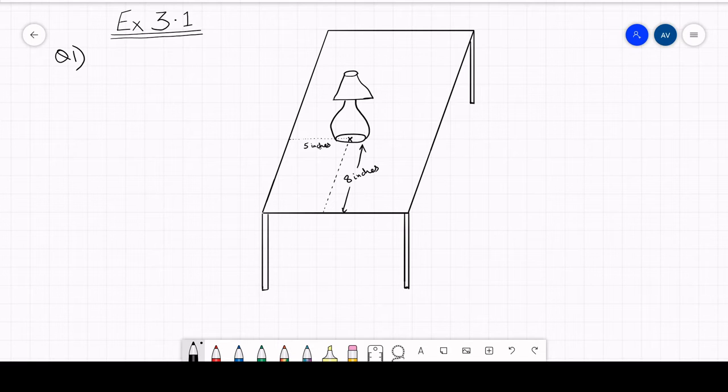And with these two parameters, I can tell someone the exact position of this lamp on the table. In coordinate geometry, I can denote this by (5, 8), indicating that it's 5 inches on the right, 8 inches above the respective axis. In this case, the sides of the table.